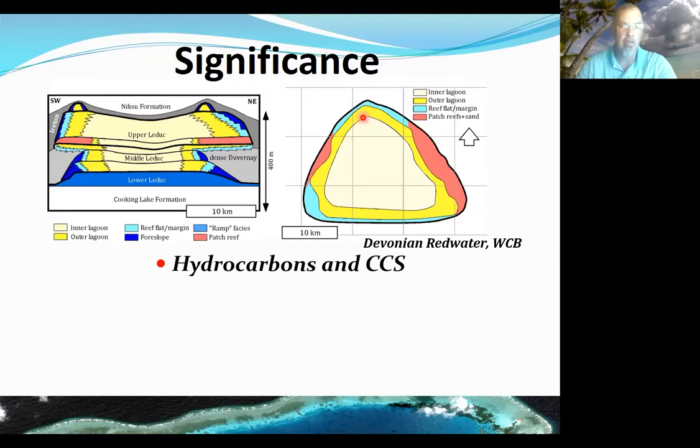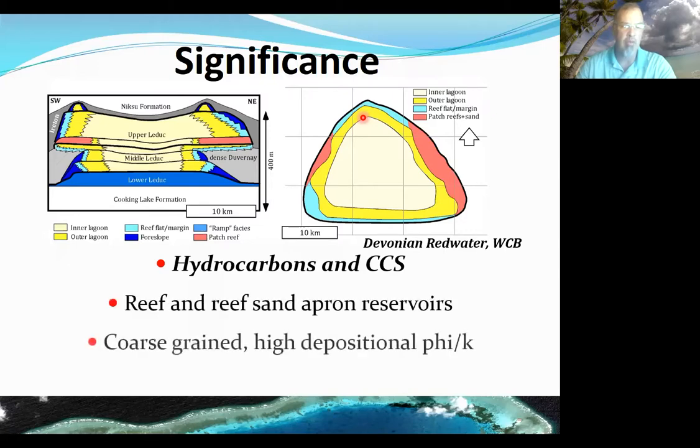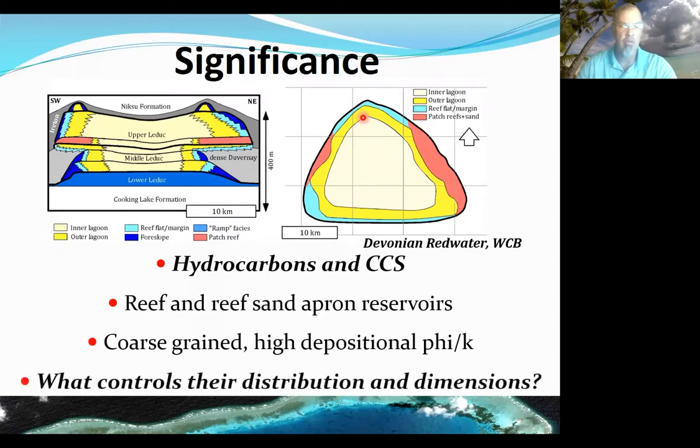So understanding subsurface heterogeneity: at these injection sites, the highest porosity and permeability are present in the coarse-grained reef and reef sand apron deposits. So we need to try and understand what controls their distribution and their dimensions. To do that, again, we'll take a look at some overly simplistic process models.